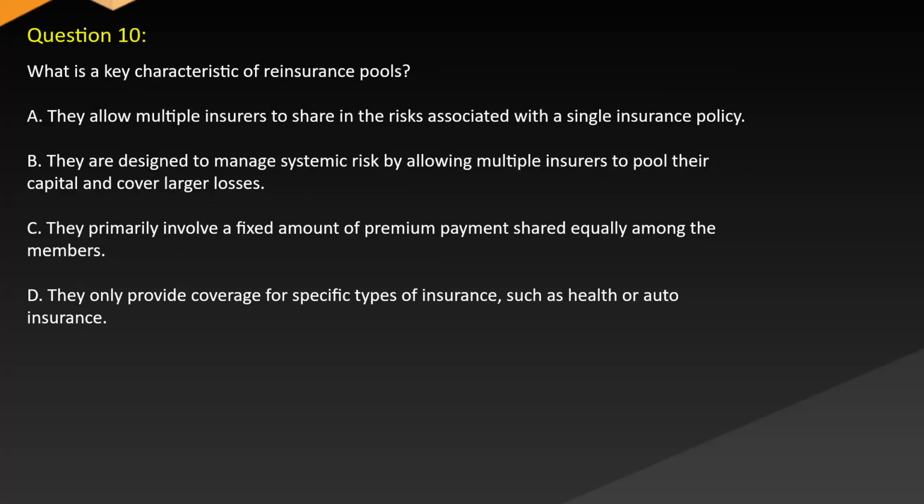Question 10. What is a key characteristic of reinsurance pools? A. They allow multiple insurers to share in the risks associated with a single insurance policy. B. They are designed to manage systemic risk by allowing multiple insurers to pool their capital and cover larger losses. C. They primarily involve a fixed amount of premium payment shared equally among the members. D. They only provide coverage for specific types of insurance, such as health or auto insurance.